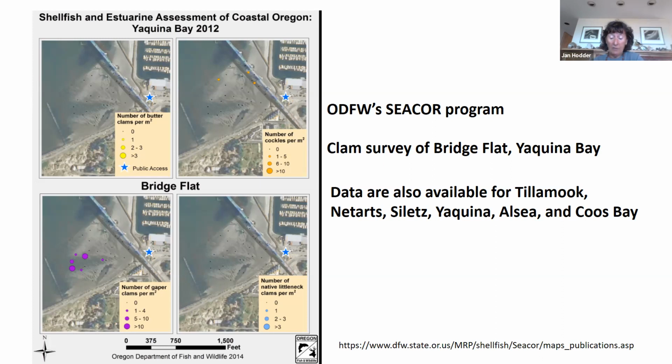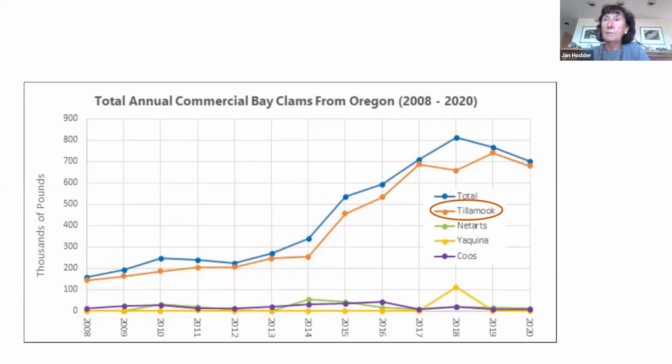The example here is for 4 species of clam surveyed at Bridge Flat, Yaquina in 2012. These surveys are also available for clam populations in Tillamook, Netarts, Siletz, Yaquina, Alsea, and Coos Bay. Commercial clamming also occurs in Oregon's estuaries, but only in Tillamook Bay is there a significant commercial harvest of bay clams, as you can see from this graph. Several species of crabs suitable for sea otter consumption occur in Oregon's estuaries, and recreational crabbing for Dungeness crab occurs in all bays where the species is present.